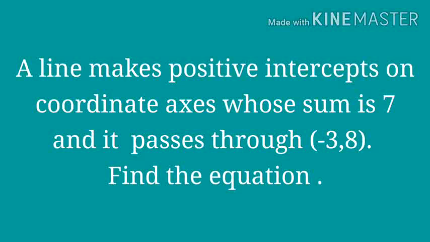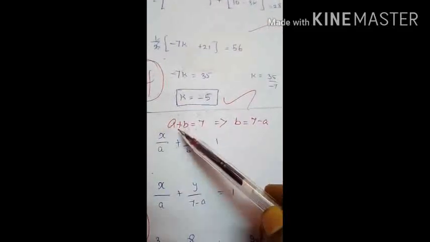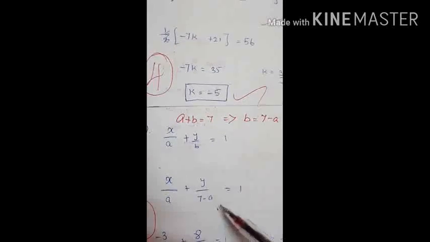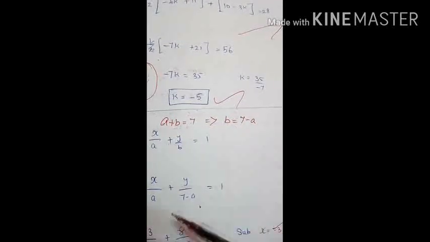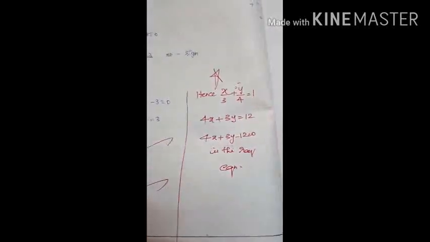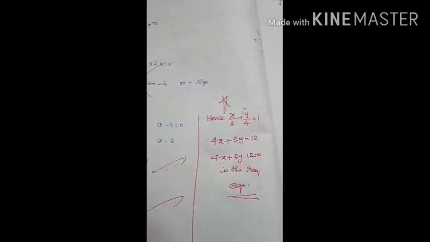The next question we have here is: a line makes positive intercepts on the coordinate axes whose sum is 7 and it passes through (-3, 8). Find the equation. Again here, don't start answering the question directly. Write what is given and then start answering the question, and be more precise on what is asked. Here the question is not to find a and b. We are asked to find the equation also. So we have to answer the question, find the equation and end up your answer.